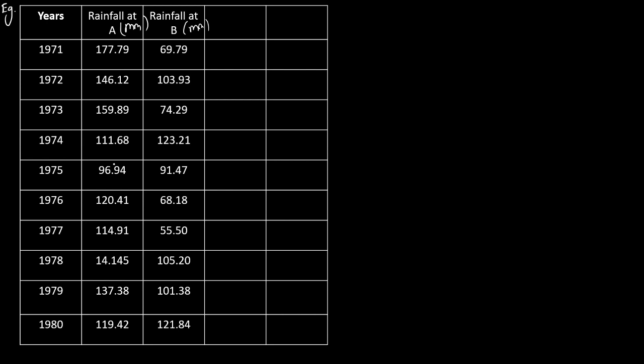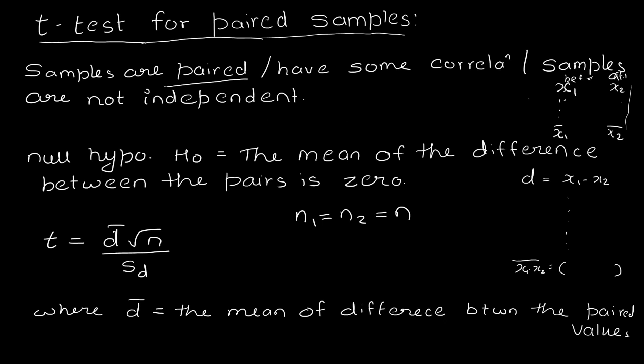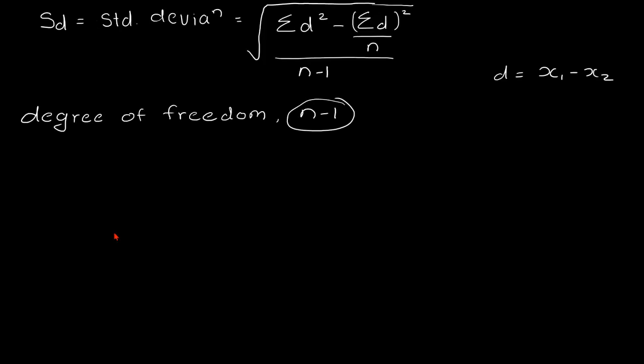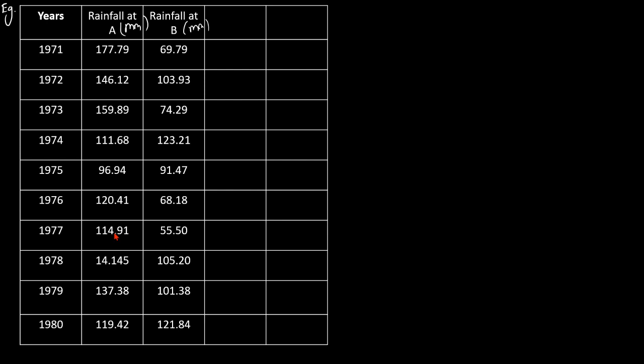Okay, so basically if you see, this data has been in pairs, since I need to compare for each year. This data is within the pairs, that's why we call this paired samples. Okay, so now my first step is, for this place A I will call this my x1 values, and this place B will be my x2 values. Okay.